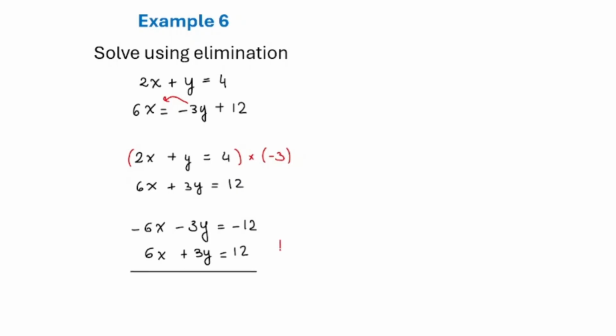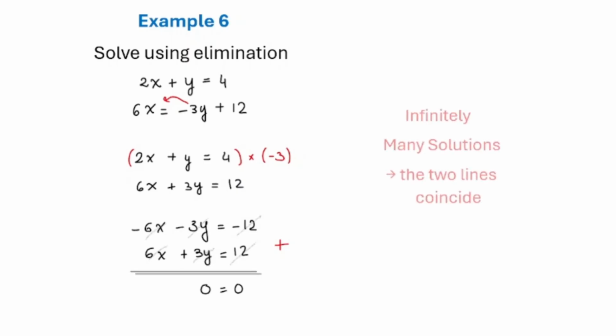We can now add the equations. Negative 6x plus 6x cancel out. Negative 3y plus 3y cancel out. Negative 12 plus 12 gives 0. So we get 0 is equal to 0. This statement is true. When this happens, it means the two equations actually represent the same line. So instead of having one point of intersection, we have infinitely many points in common. That means the simultaneous equations have infinitely many solutions. In other words, the two lines coincide.